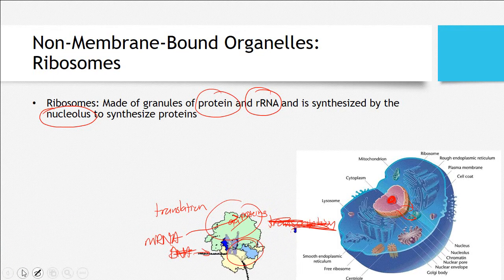And those that are going to be fixed on the rough endoplasmic reticulum will end up making proteins that are going to be within the lysosome, be embedded on the plasma membrane, or get exported out of the cell.